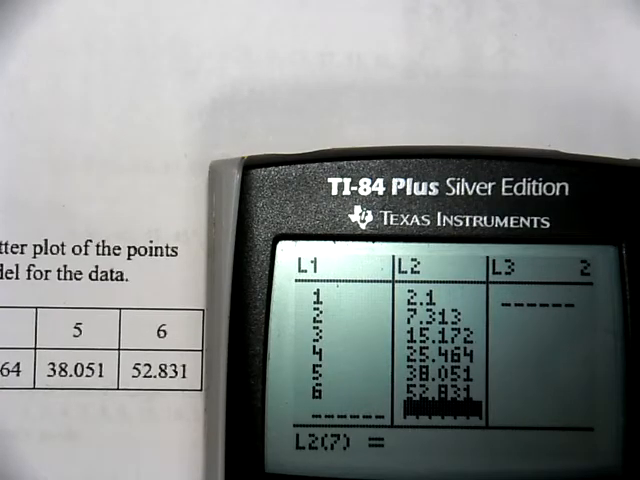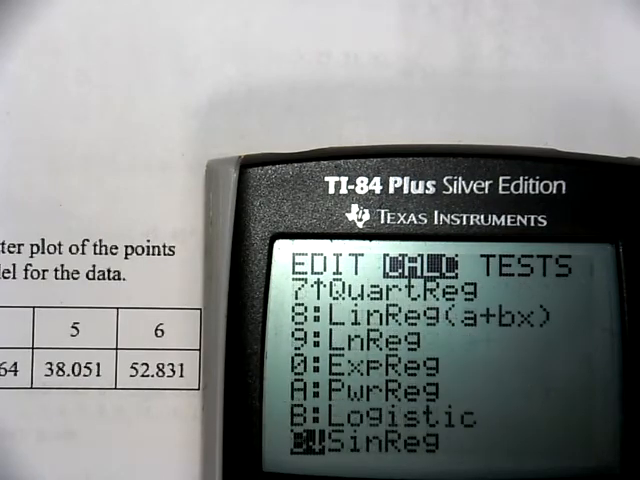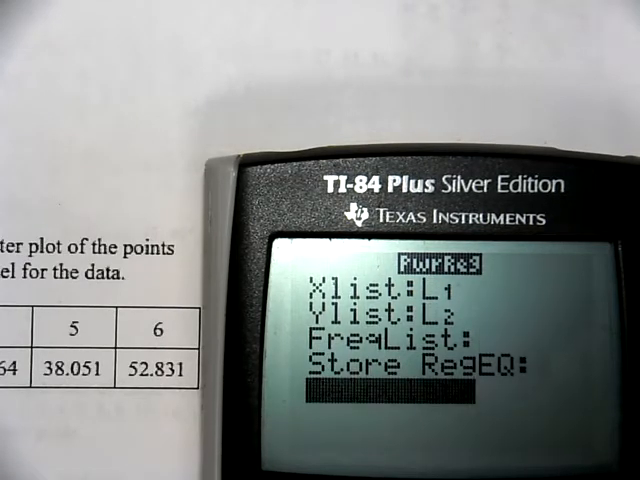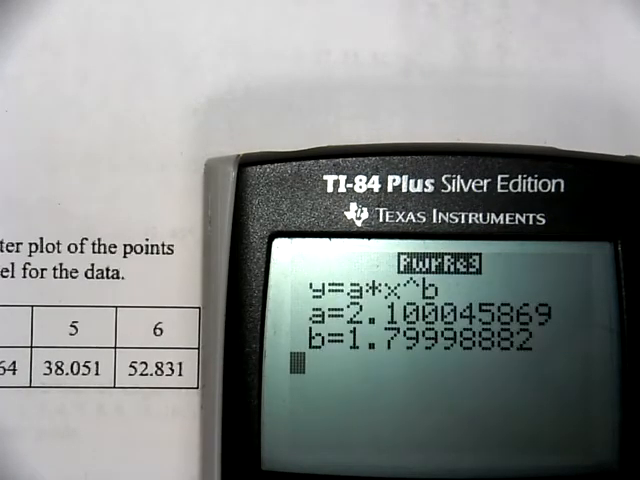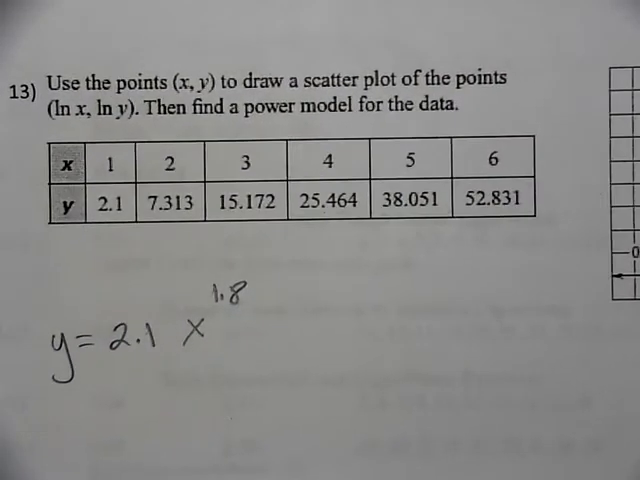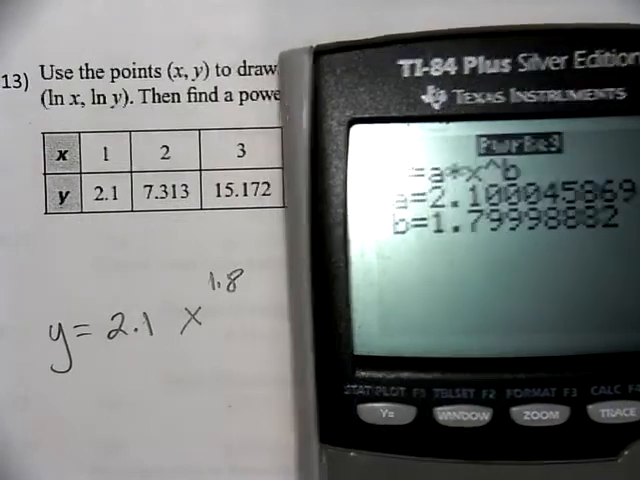Now, since we have our numbers in, we'll hit Stat over to Calc. This one is the power regression, so it's all the way down to letter A. And then we go down to Calculate. And our power regression is going to be Y equals 2.1 X to the 1.8. That would be our power. Well, I wrote it right there. Power regression.